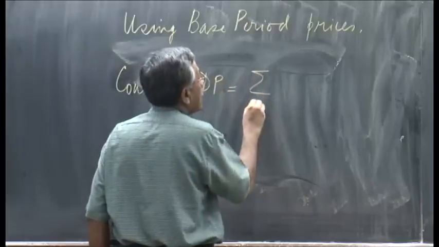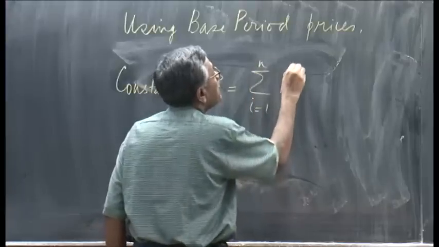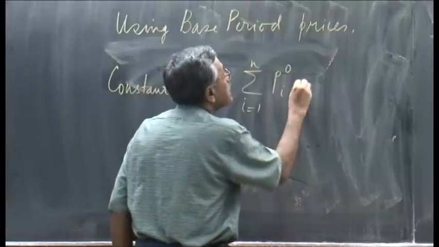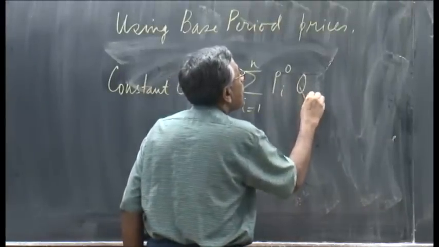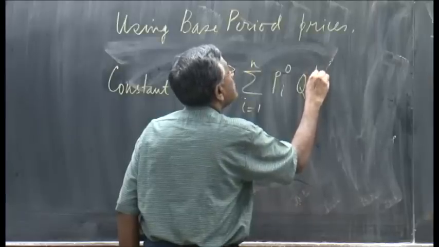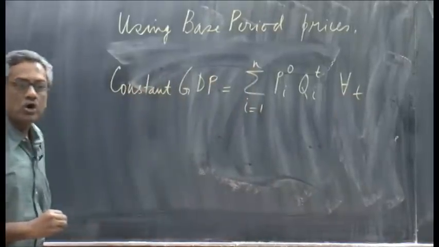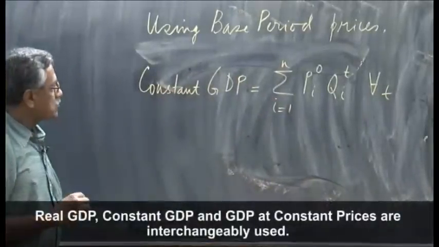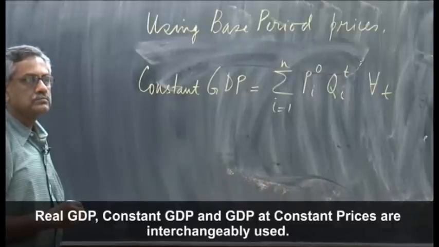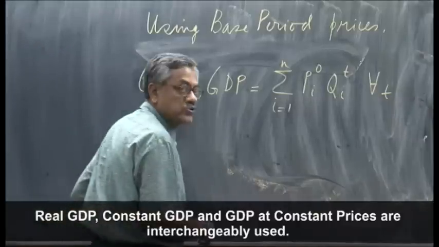the sum over i equal to 1 to L of P0, where the 0 period is the base period, i, times Qi, t, for all t. For all time periods, I can do that. Alright? This is what I'm trying to tell you.